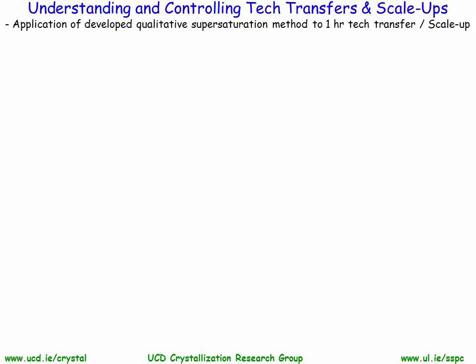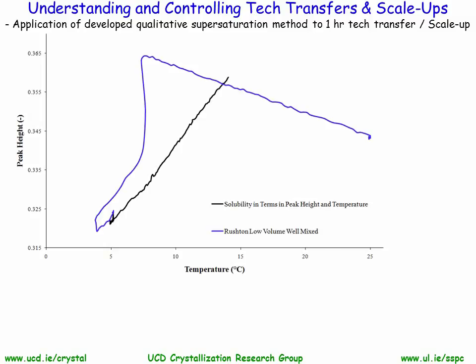Although very, very small scale, we wanted to demonstrate the application of this methodology for assessing tech transfers or for troubleshooting crystallization processes. So what we did here was assess the tech transfer of a 1 hour crystallization of benzoic acid, again just a model compound. We have our solubility here in black, expressed in terms of solute peak height and temperature. The first experiment we performed was a low volume with a Rushton turbine. The Rushton turbine, obviously having 6 blades, gives quite a high power input per unit volume in this system. So you can see again the supersaturation trajectory in this experiment.